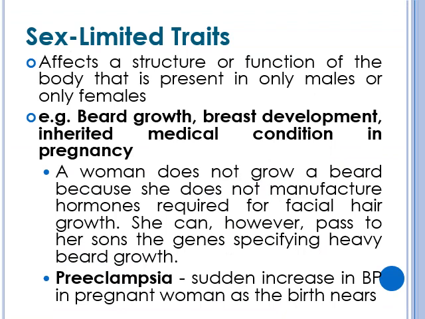These affect a structure or function of the body that is present in only males or only females. Examples are beard growth, breast development, and inherited medical conditions in pregnancy, such as preeclampsia, which is a sudden increase in blood pressure in pregnant women as the birth nears.